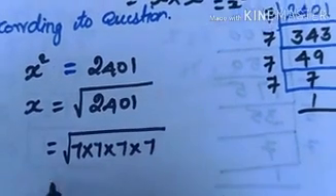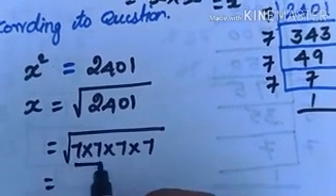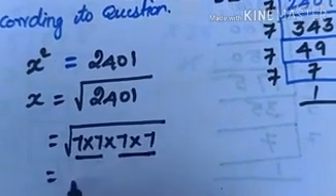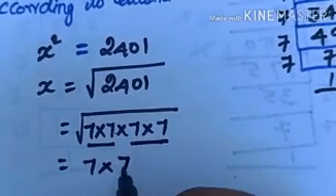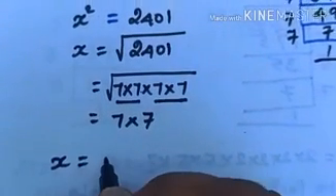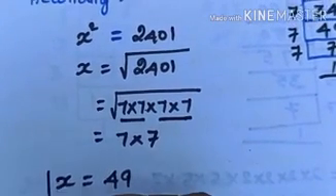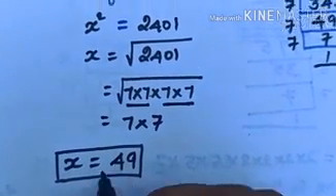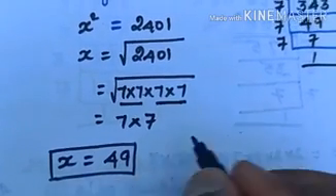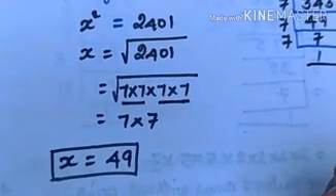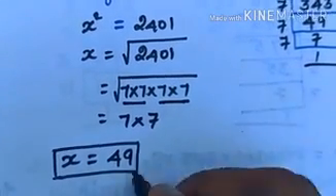So how do you take the square root? First we need to make pairs. Out of each pair we need to take only 1. So out of these 2 we take 1 and another 1. So 7 7s are 49. So now you can see x equals 49. What is meant by the value of x? The number of students is 49 and each student pays 49 rupees.